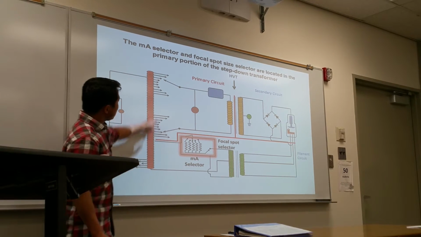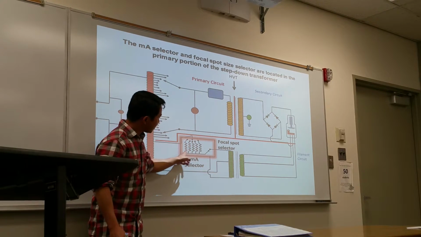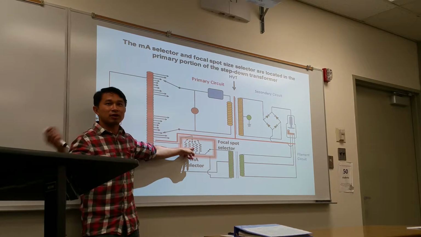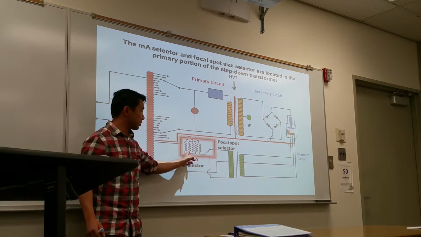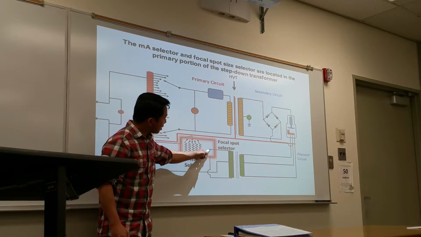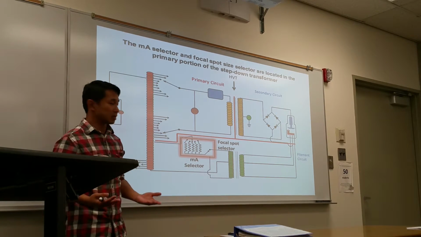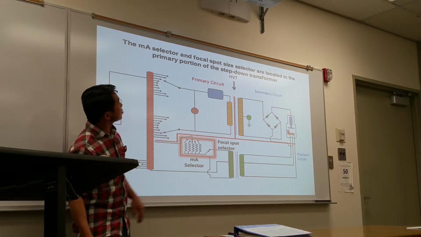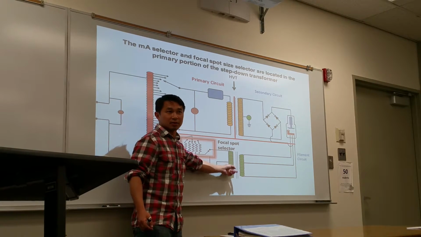Here's the autotransformer. We have a major KVP selection, minor KVP selections. And this, what's a zigzag line in the electronic components? It's a resistor, right? So it has this variable resistor. So this is a rheostat right here. So it's your MA selection. We have a focal spot selector, large or small, depending on what MA selection you make. The emitter selector and focus box are usually located in the primary portion of the step-down transformer, or the filament transformer.